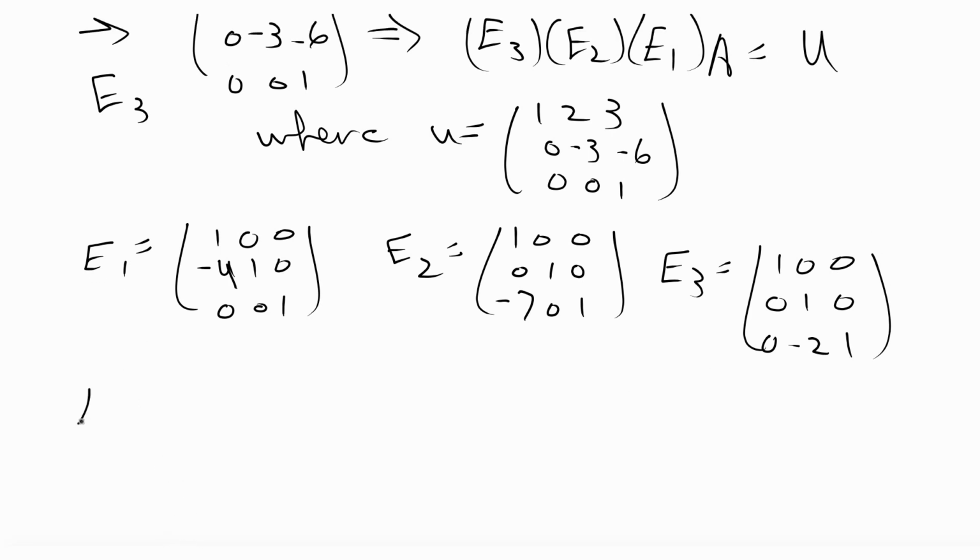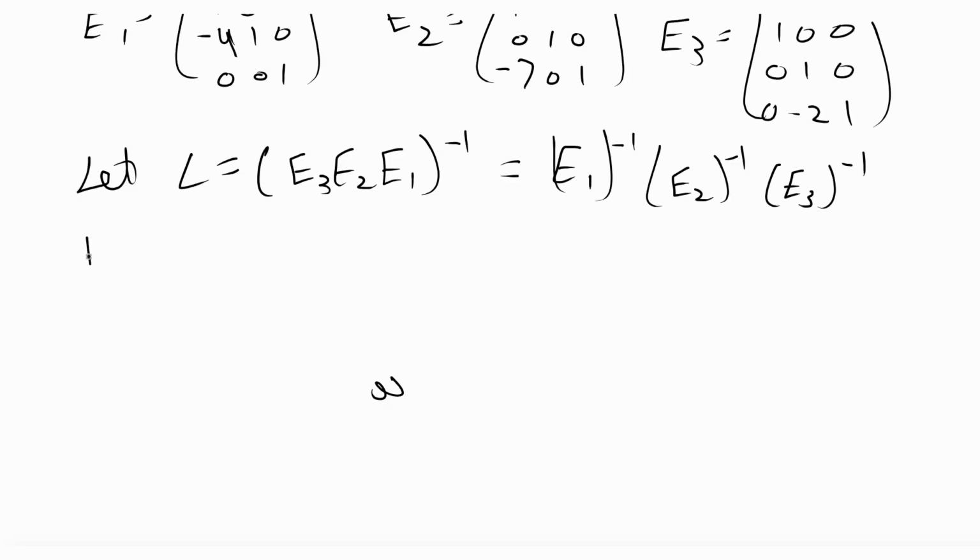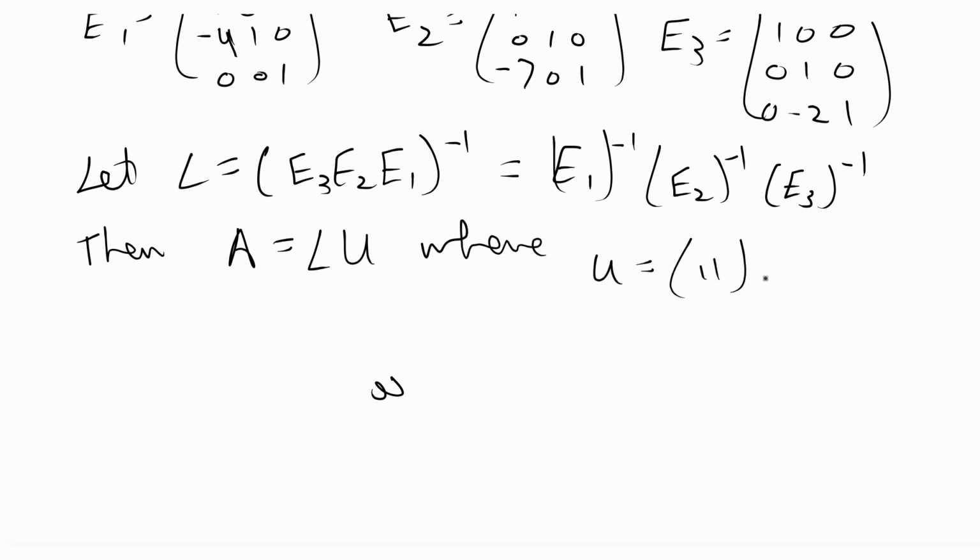So now, similar to what I did before, we're going to say let L equal the inverse of E3, E2, E1. When you distribute the inverse, that's going to give you the inverse of E1 times the inverse of E2 times the inverse of E3. Thus we can say A equals LU, where U is equal to what I had above, and L is equal to, actually let me write this out again, so U is 1, 2, 3, 0, negative 3, negative 6, 0, 0, 1, and L is equal to the product of these inverses.